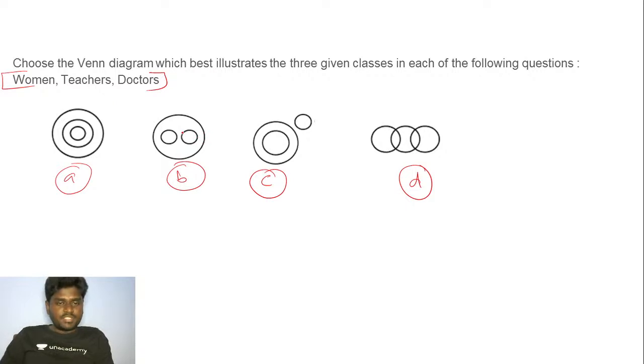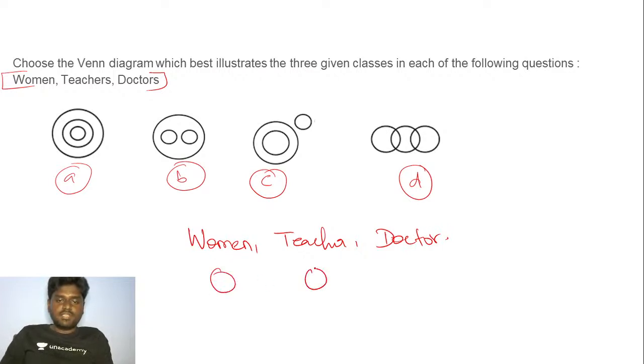So we have 3 professions here. If you try to see, you have a woman, you have a teacher, and you have doctors. Let's say this is woman, this is teacher, and this is doctor. So how well can you connect it in the form of Venn diagrams? What's going to be the right answer here?